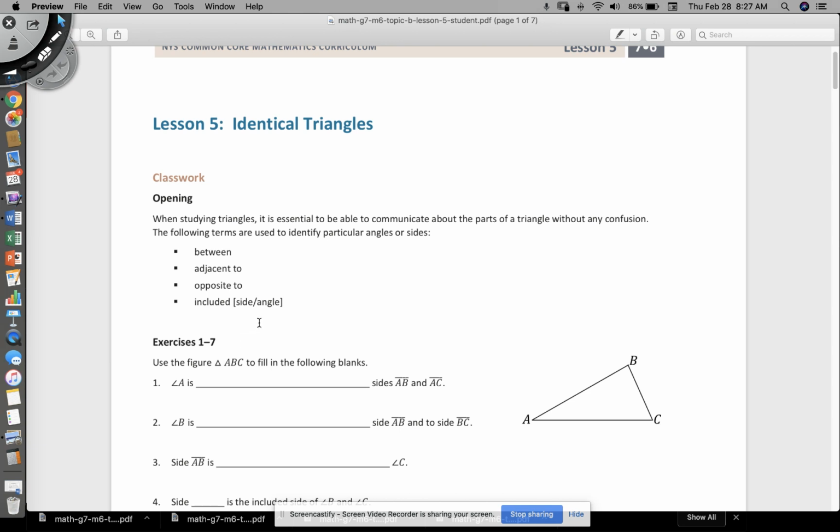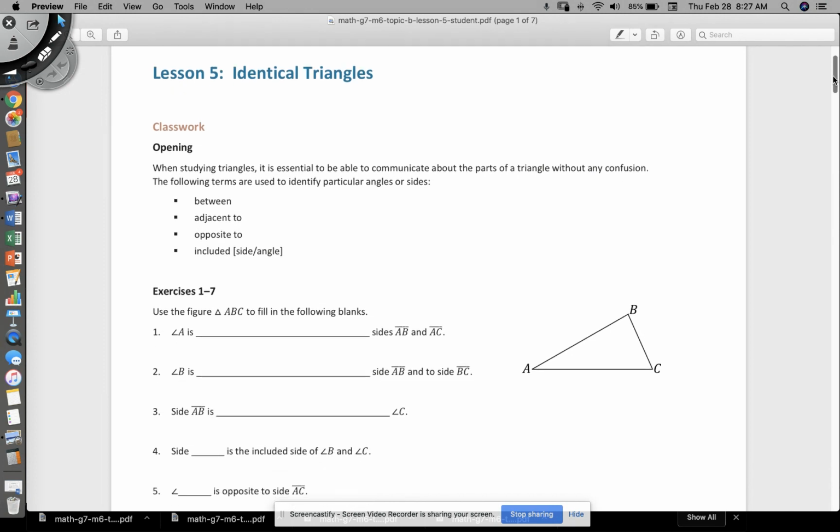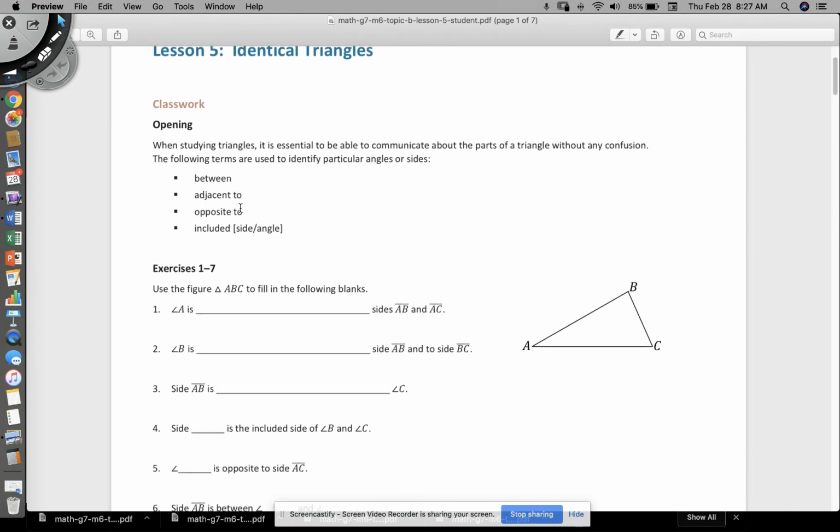All right, this is Module 6, Lesson 5 for 7th grade on identical triangles. So we're going to use those vocabulary words that we've been working on in class and put them in the form of triangles and how angles relate to triangles. We have some words here that we are going to use to fill in these blanks: between, adjacent to, opposite to, and side and angles.